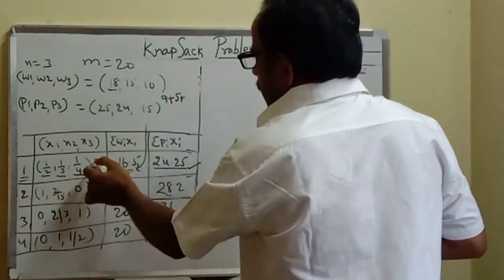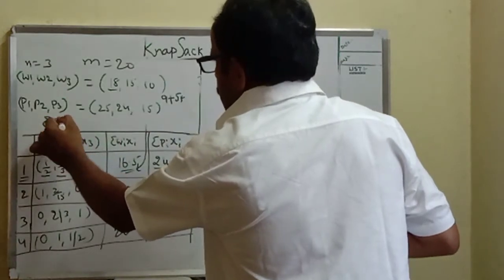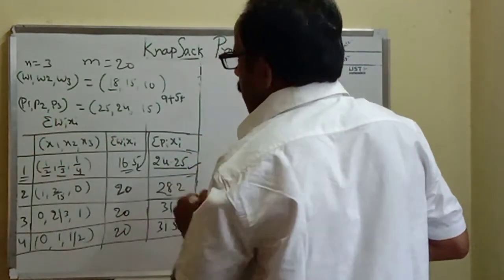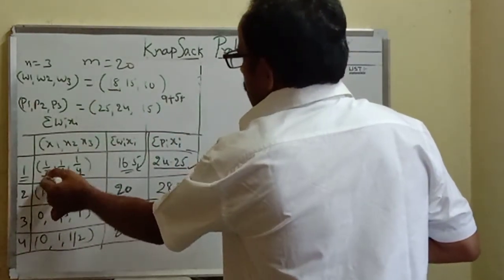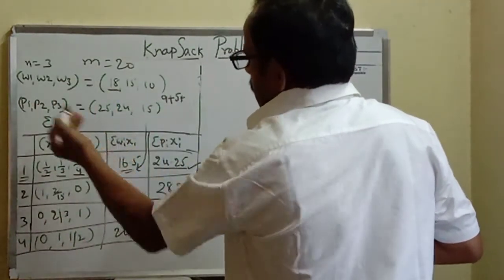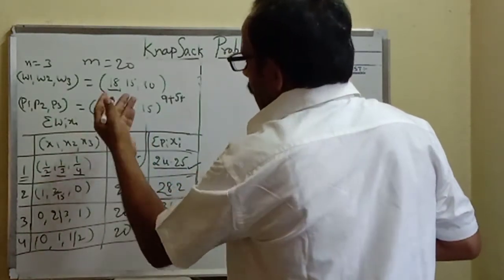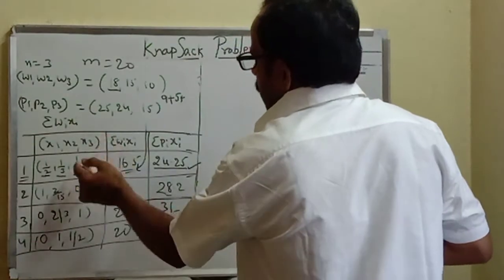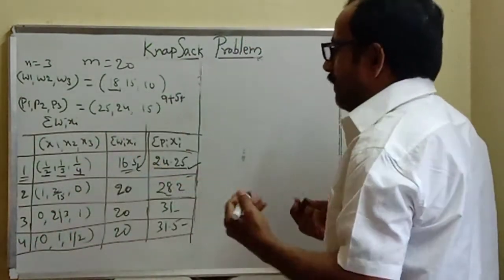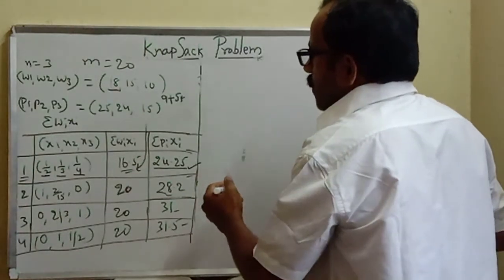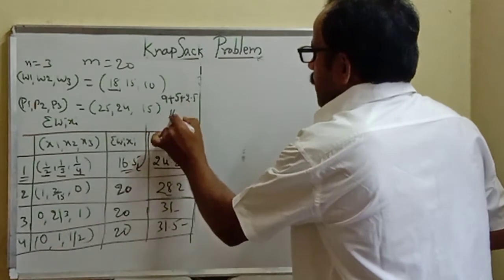Plus W3 into X3. This is the included weight. How can we calculate the included weight? Summation of WiXi. This is the included weight in the knapsack. So W1 into X1: W1 is 18, X1 is 1/2, so 9 units we extracted from the first item. Then 15 into 1/3 is 5, the item weight included into the knapsack. Plus 10 into 1/4, the weight extracted from the third item, is 2.5. So how much? 16.5.